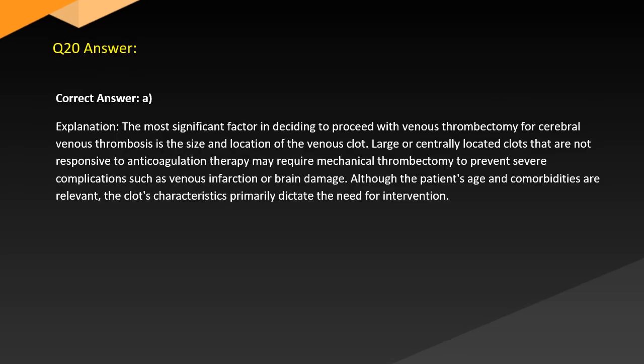Answer. Correct answer A. Explanation. The most significant factor in deciding to proceed with venous thrombectomy for cerebral venous thrombosis is the size and location of the venous clot. Large or centrally located clots that are not responsive to anticoagulation therapy may require mechanical thrombectomy to prevent severe complications such as venous infarction or brain damage. Although the patient's age and comorbidities are relevant, the clot characteristics primarily dictate the need for intervention.